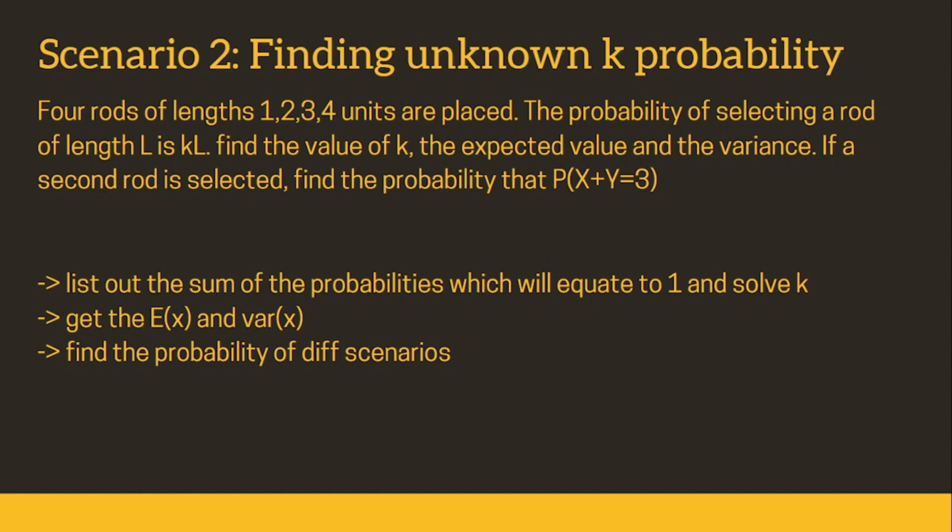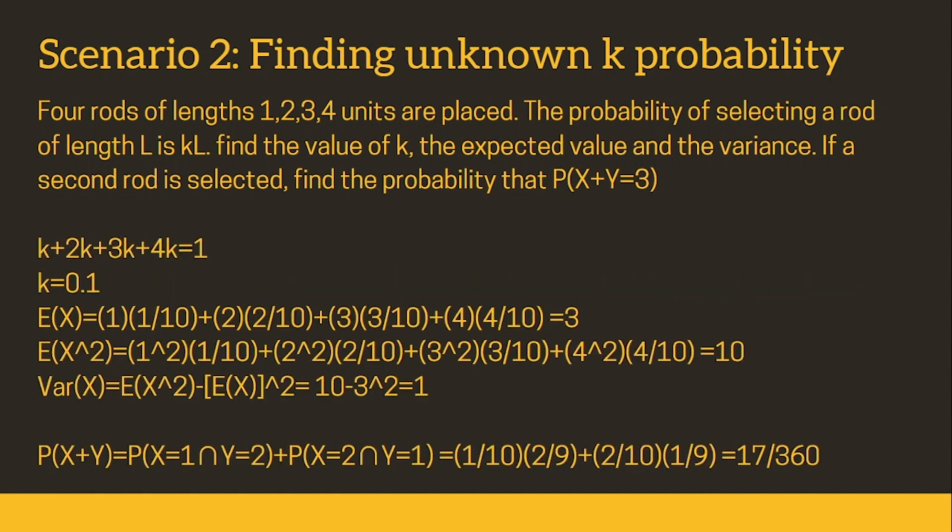To solve this question, we need to list out the probabilities, which we add all together, and that will be equal to 1. We can then find it and solve k. Then after we get k, we can find out the E(X) and the variance of X. And with all that, we are able to find the probability that X plus Y is equal to 3. So we have k plus 2k plus 3k plus 4k equal 1. That would mean 10k equals 1, so k is 0.1.